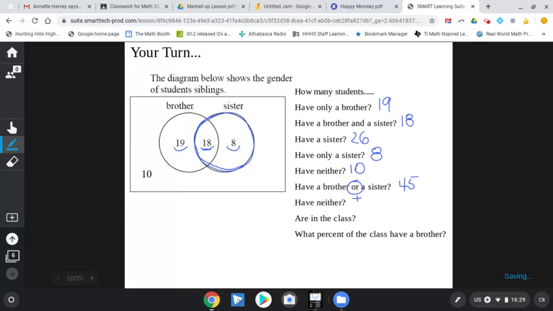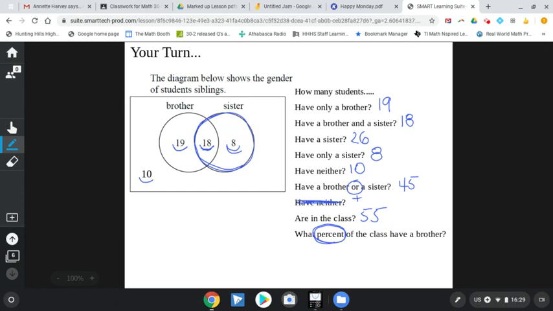Having neither, we've already answered. How many are in the class? So remember, your universal set, everybody in this rectangle is part of the class. So I'm going to add the 10 plus 19 plus 18 plus 8, and I get 55. And I'll have to use that number when I work on the percent down here.